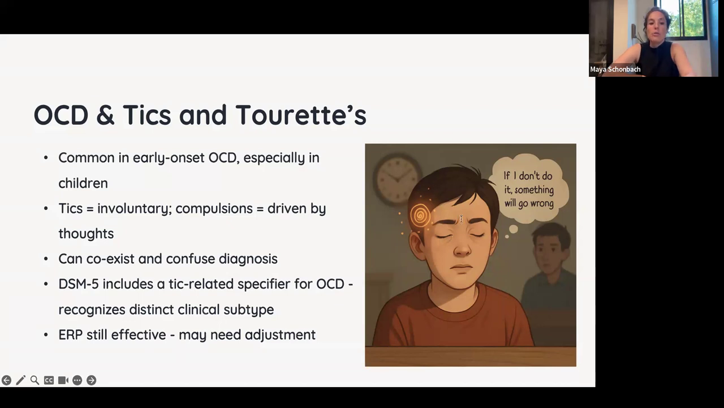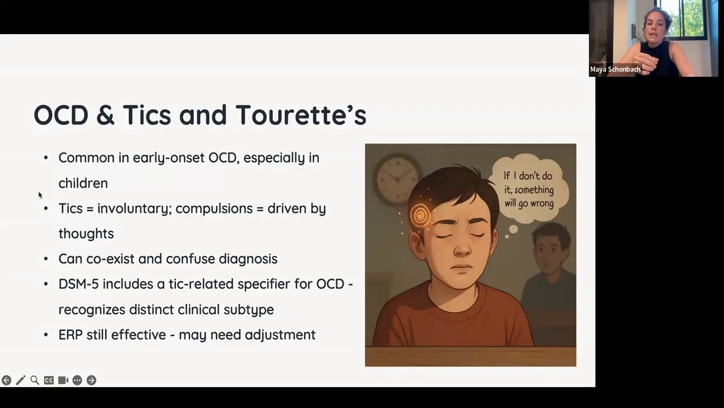And so both tics and compulsions can coexist, and that makes it kind of hard to tease them apart. And so also it can make diagnosis or ERP, exposure and response prevention, more complicated. So like here in the picture, maybe is the child blinking repeatedly because they have a tic, or is it maybe part of a ritual? Maybe blink 5 times because I had a certain intrusive thought, for example. And so basically we need to look closer at the function of the behavior.